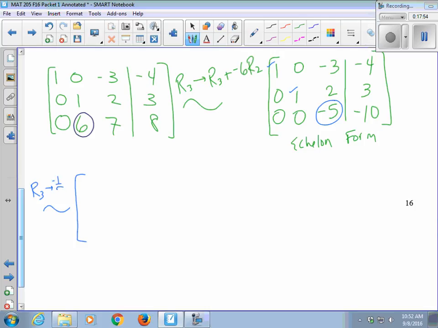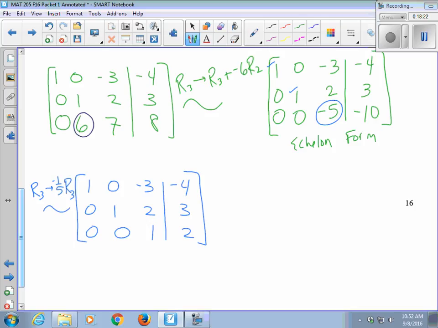Row 3 is going to be negative 1/5, row 3. Keep everything else the same. 1, 0, negative 3, negative 4, 0, 1, 2, 3. This is going to become 0, 0, 1, 2. So now I have 1s in all my pivot positions. Remember from your reading, a pivot position is just the leading entry of each row. Leading meaning the first non-zero entry of each row.